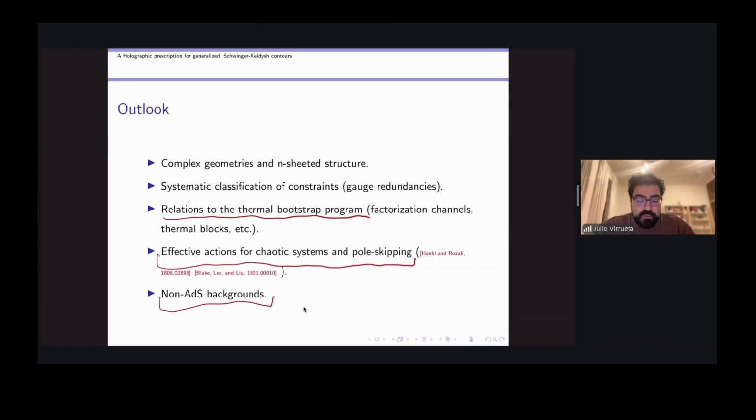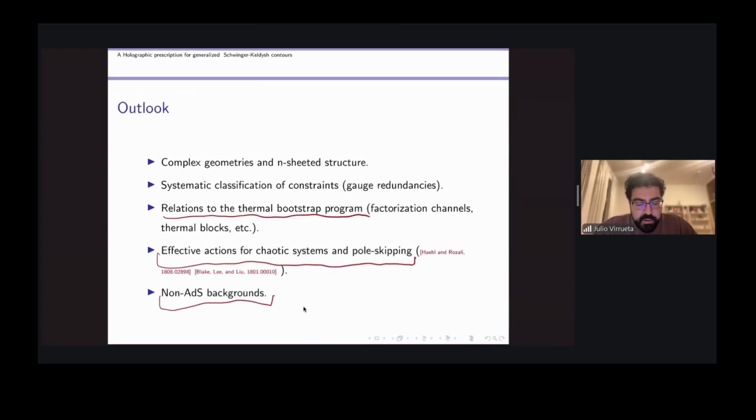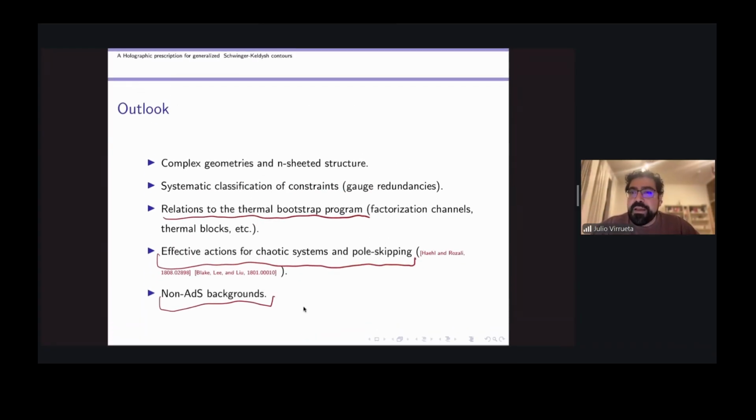beyond the traditional Schwinger-Keldysh contour. So that's it, and now I'll take any questions people may have.